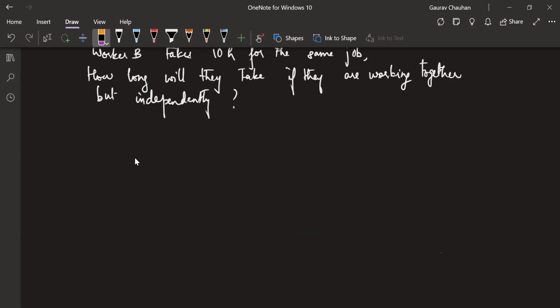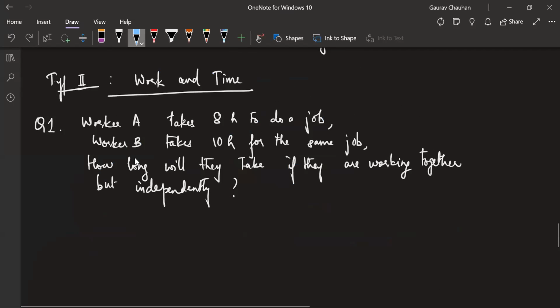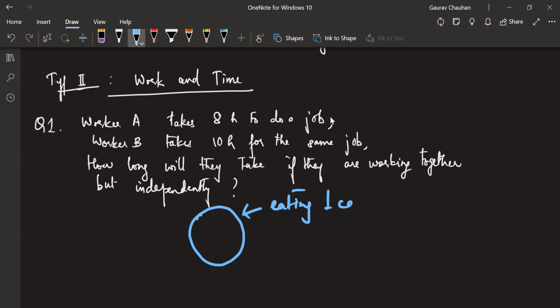Right. So worker A. Now, in our example, a job was making 15 boards. Now our job is changing. Let's take a simpler example. Let's take a job of eating 1 cake. Everyone okay with that? Eating 1 cake is my job. Okay, 1 full cake. That work I have to finish.